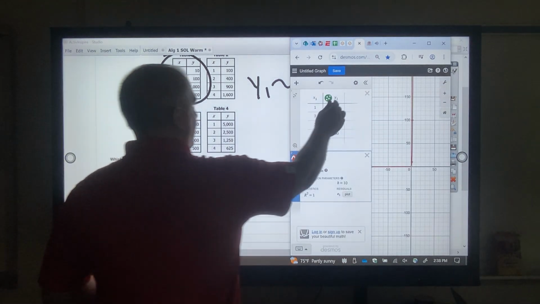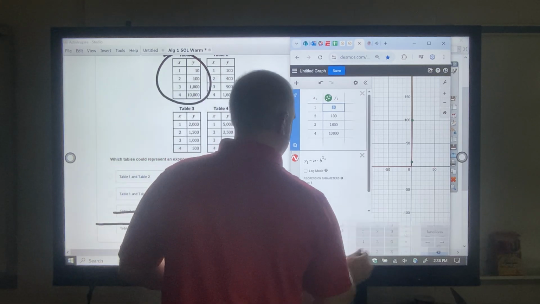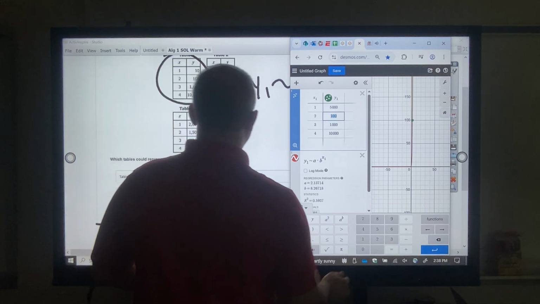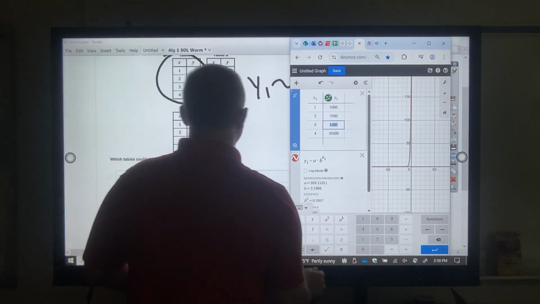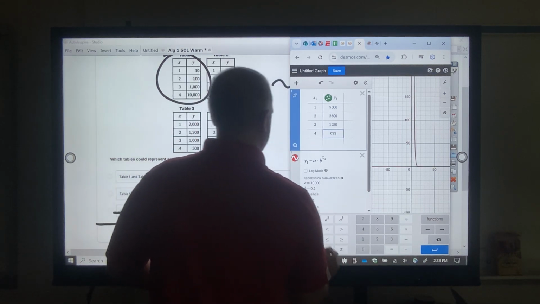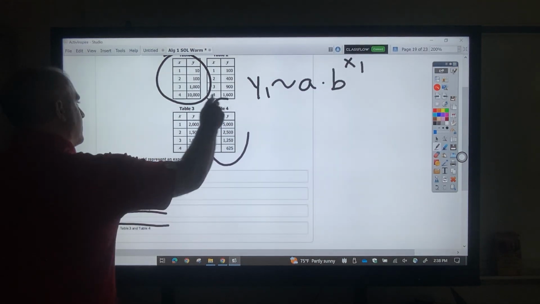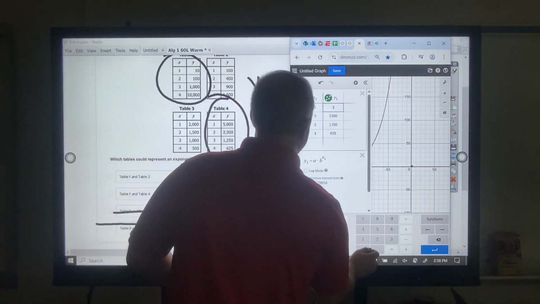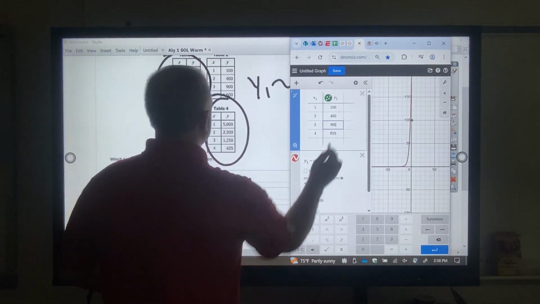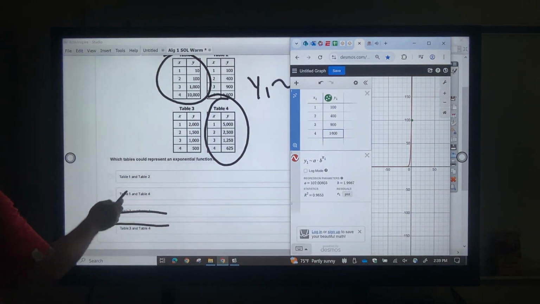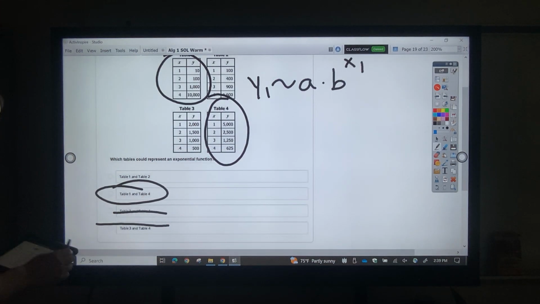If I try 4, all I got to do is put those numbers back in. So you see the r squared is 1, so this is the other one. And if you try table 2, the r squared is not 1. Close, but not quite. So that's 1 and 4.